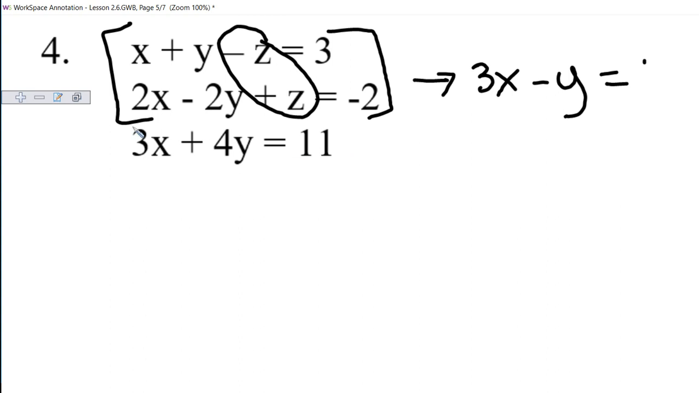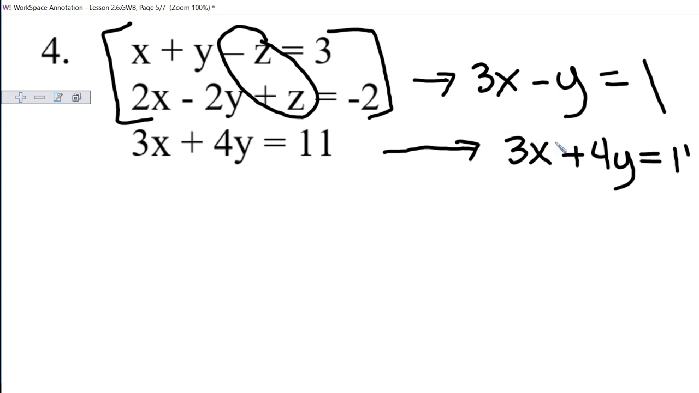Now, did I change the bottom equation at all? Did I add it with anything? No. So this bottom equation, I'm going to rewrite right below this. So 3x plus 4y equals 11. Now, looking at this system right here, it's ready for elimination or substitution.